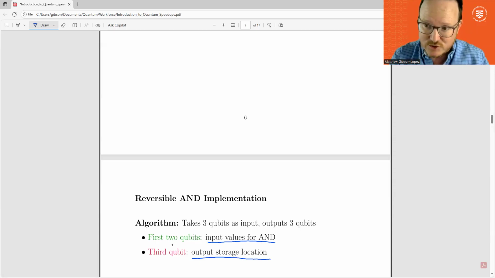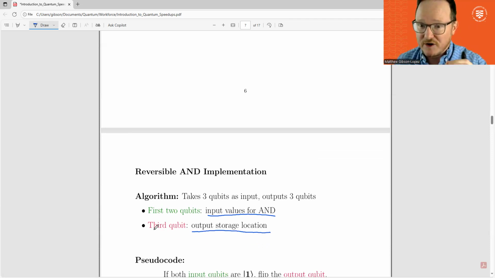Okay, but you could almost think of it as passing it by reference, if you're familiar with this concept. It's like I'm giving it the two inputs I want you to read to determine what the answer is, and I'm giving you a third memory location that you can use to encode the answer. Okay.